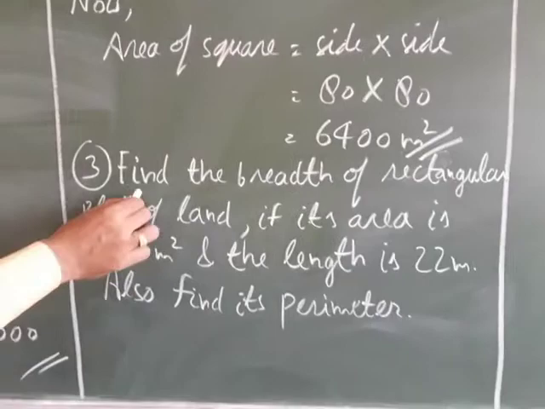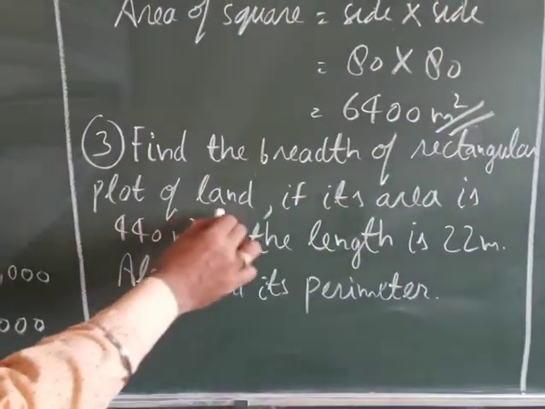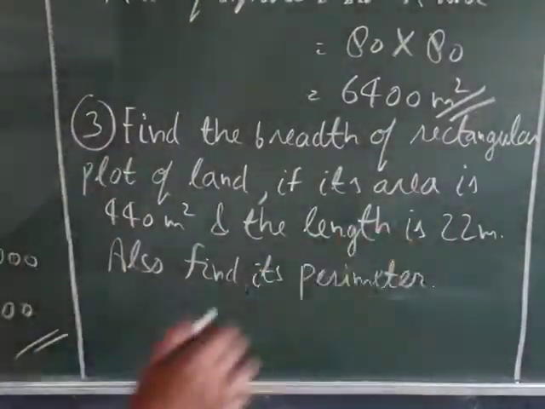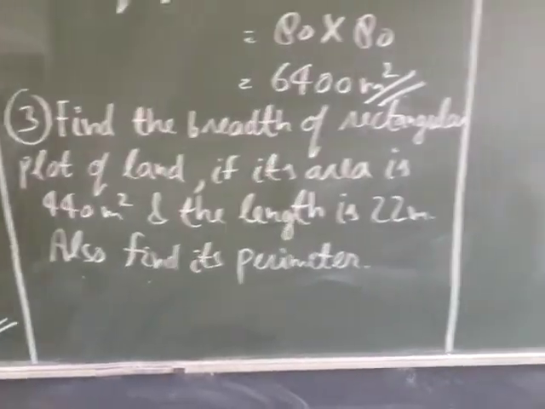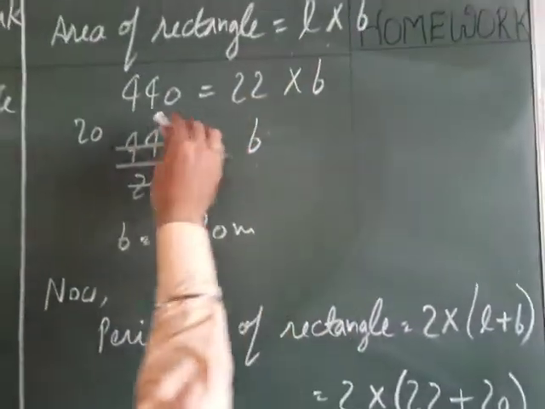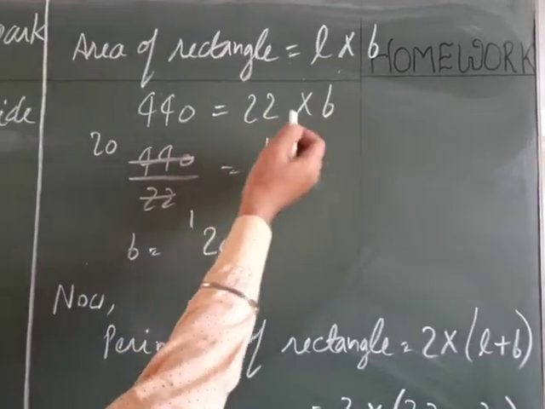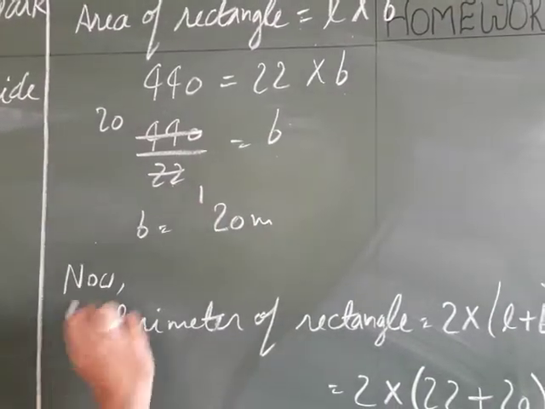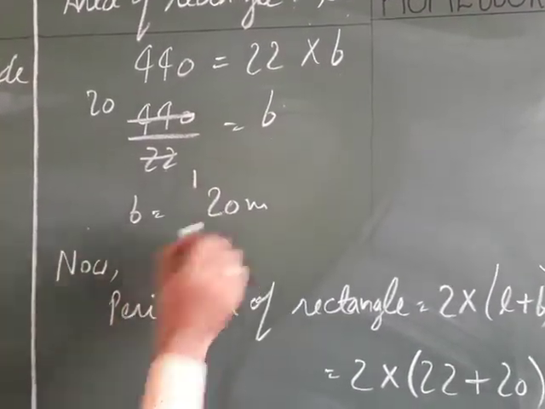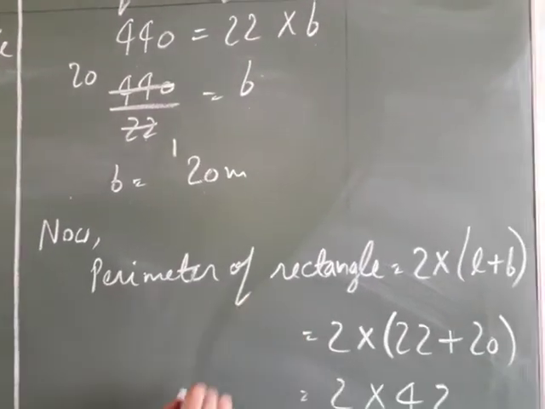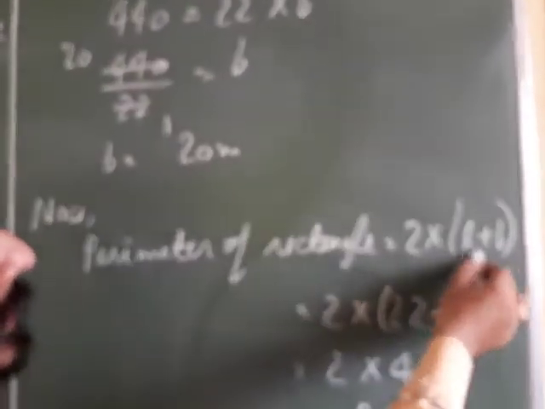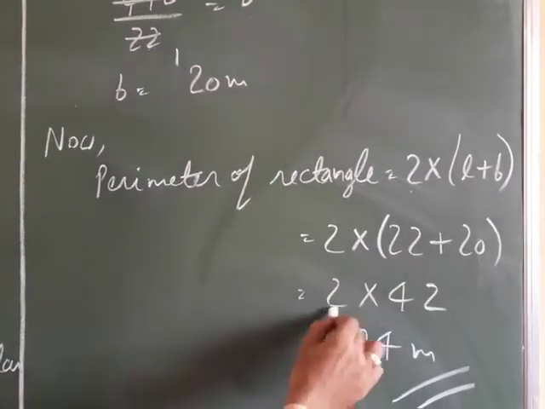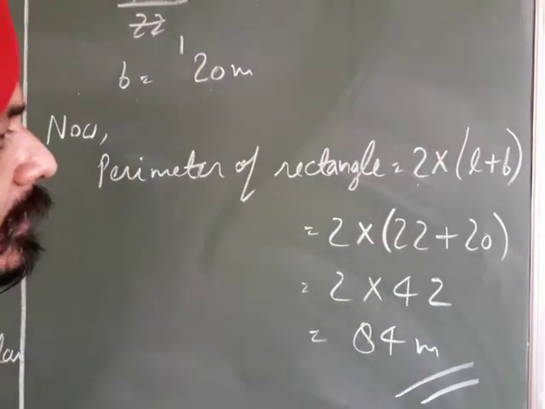Now see third question. You have to find the breadth of rectangular plot of land if its area is 440 meter square and the length is 22 meter. Also find its perimeter. So area of rectangle, you know, length into breadth. Area is given 440 and length is given 22. You have to find its breadth. So breadth equal to 440 divided by 22. Simplify it, you will get breadth equal to 20 meter. Now you have to find perimeter of rectangle. Perimeter of rectangle is 2 multiplied by length plus breadth. Put up the values. 2 multiplied by 22 plus 20. You will get 2 into 42, that is 84 meter.